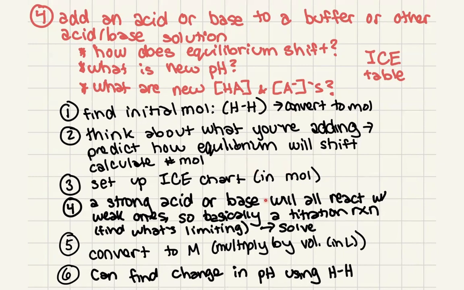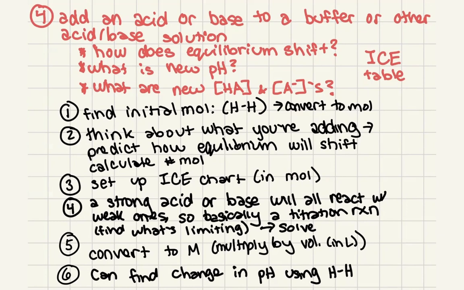So remember that a strong acid or base will basically all react with the weak ones. So you get a titration reaction where the limiting thing, whether it's the strong acid or strong base, or the actual amount of the weaker acid or base you have in your solution, one of those is going to be limiting. And so you'll be adding and subtracting that limiting amount as your X. It'll make more sense when we look at the examples, but that'll be your X.